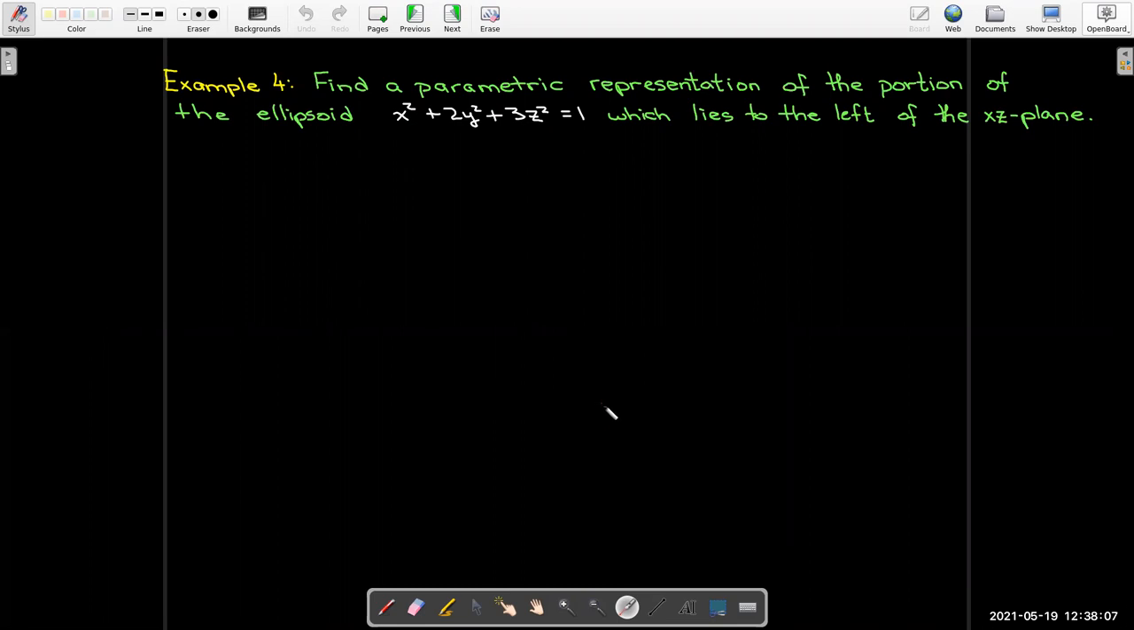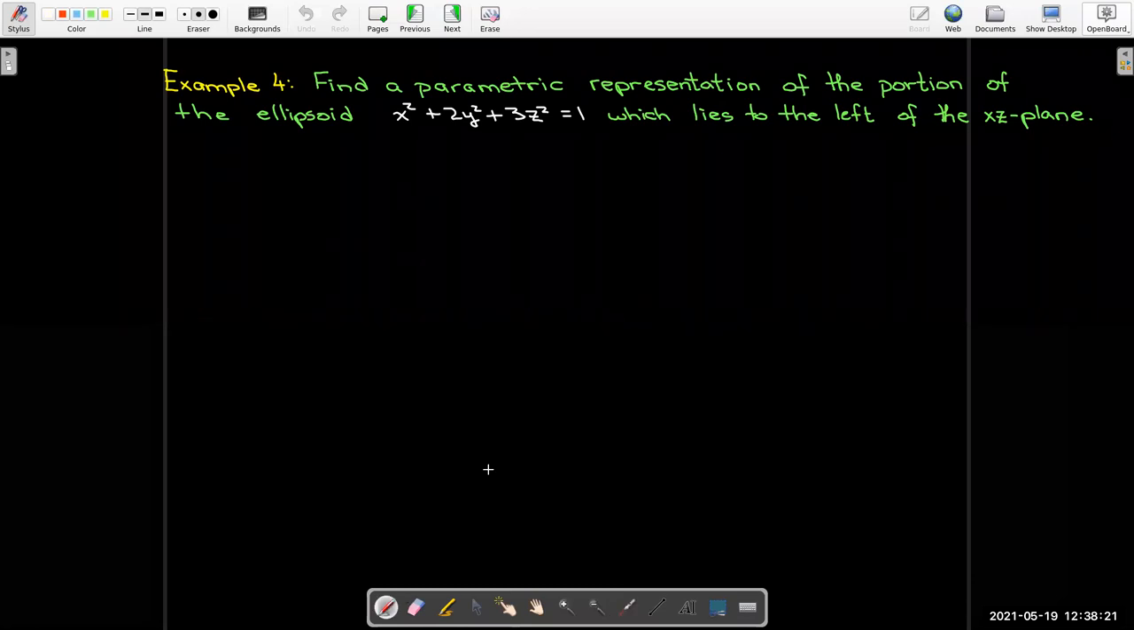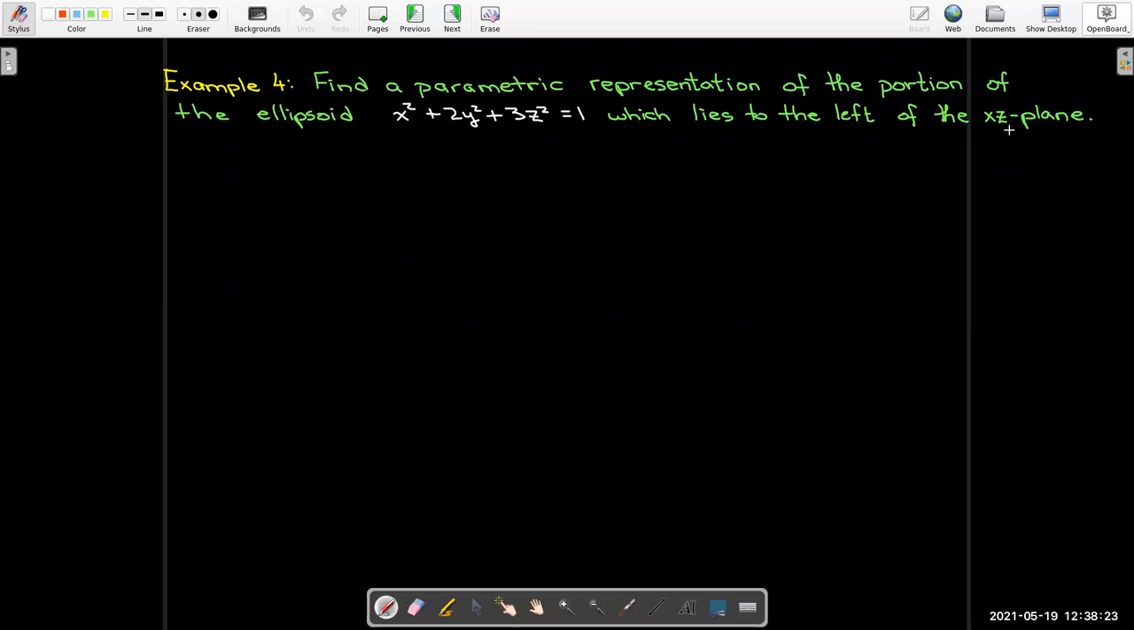All right, here we're given the equation of an ellipsoid, and we're interested in a parametric representation of the portion of this ellipsoid which lies to the left of the XZ plane. So left of the XZ plane really means that y is negative.